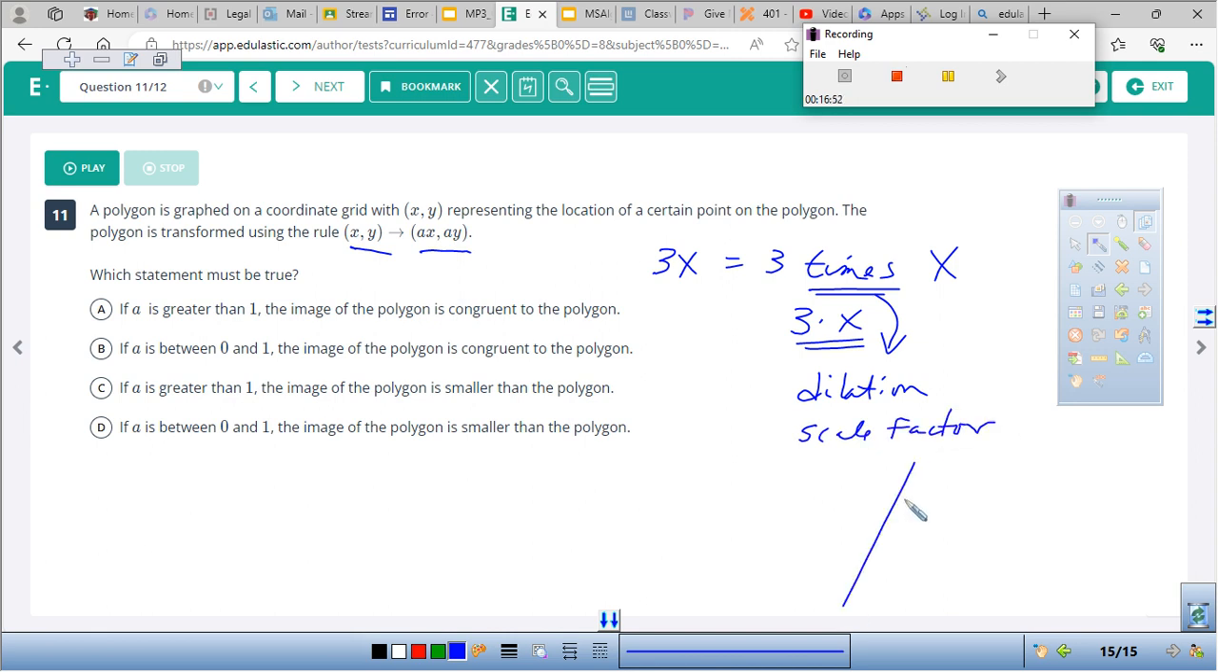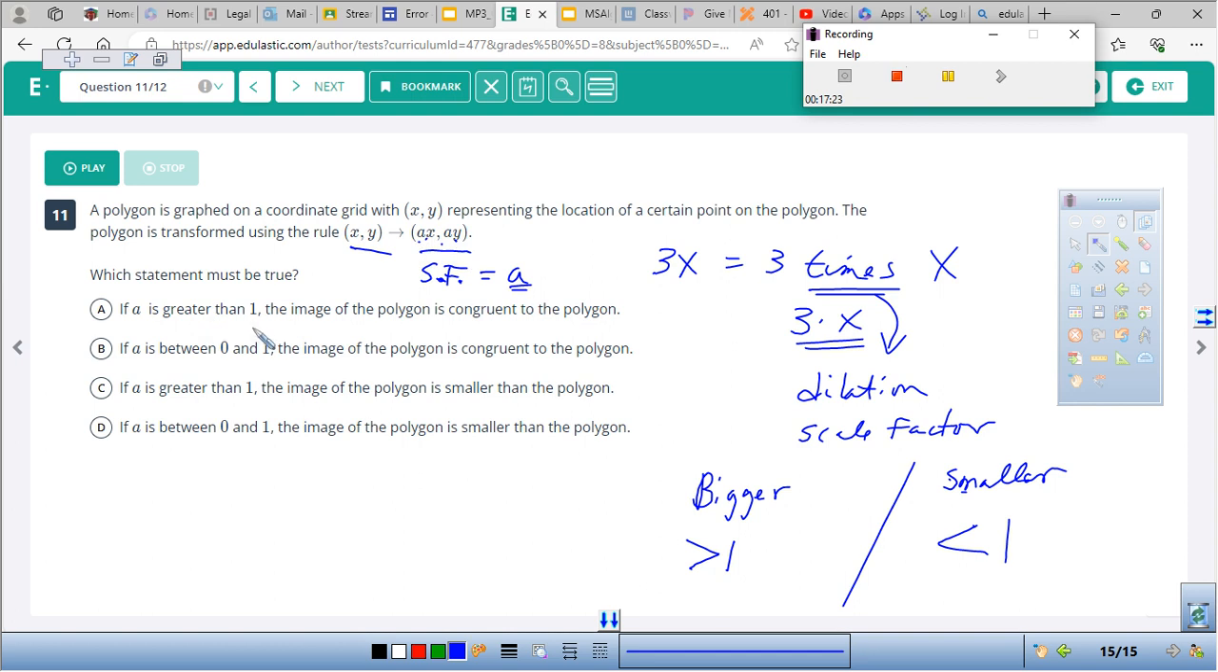Okay, there were 2 rules. It would get bigger, an enlargement, if that number is greater than 1. There would be a reduction, or get smaller, if it's less than 1. Okay? So here it says, if I had ax and ay, it means multiplication, and your scale factor on this one is a. Now a is the number, a times x and a times y. So if it's going to be a big number, like 2, it gets bigger. If it's smaller than 1, like a half, then it gets smaller.